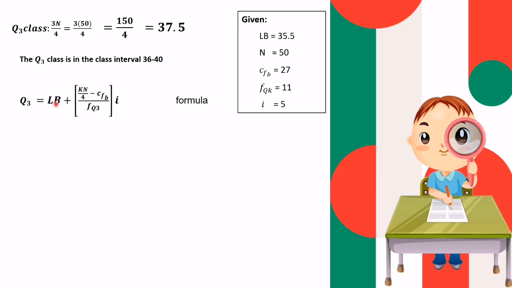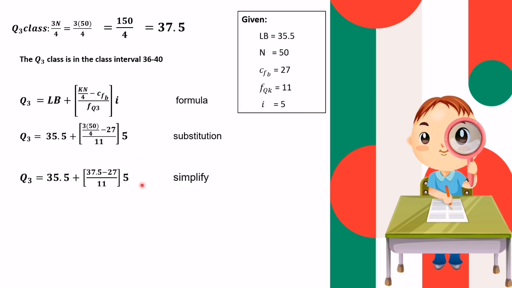So this is the formula for finding the quartile: LB plus K times N over 4 minus CF sub B, all over F sub Q3, times I. So now let's substitute the given. The LB is 35.5, and then 3 times 50 over 4, and then minus CF sub B, which is 27, all over the F sub Q3, which is 11. And then we multiply it by 5 since the value of I is 5.